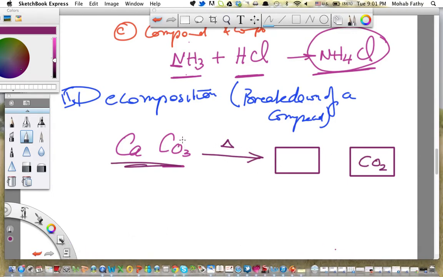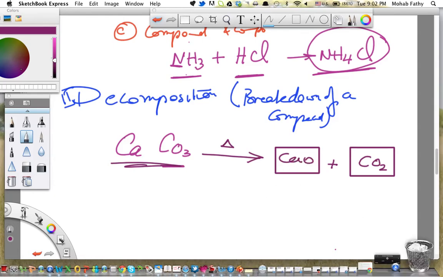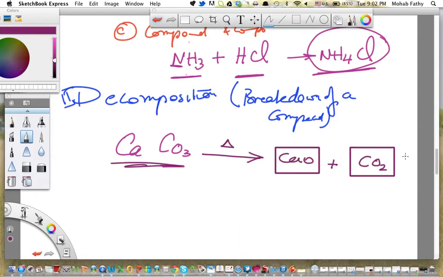You have to predict this. How do you know? Because there is no other gas containing carbon except carbon dioxide. The closest is carbon dioxide. We also have carbon monoxide, but this is the closest one. Carbon dioxide plus the remaining is calcium oxide. Whenever you see this equation, maybe she will ask you to predict.